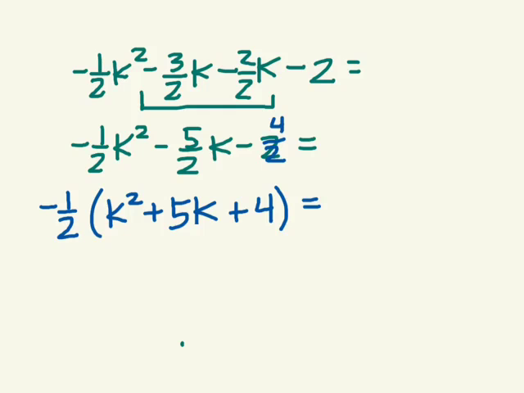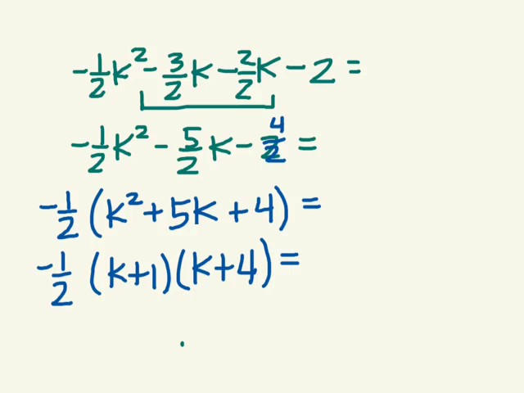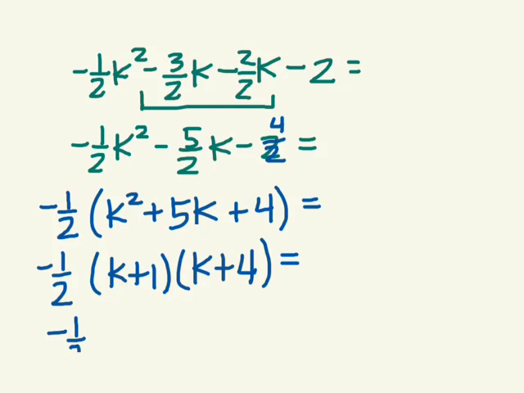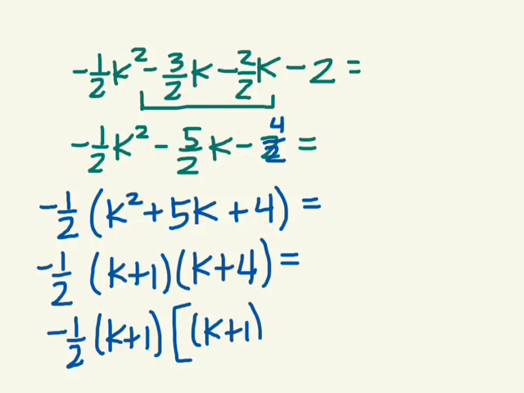And now we want to factor what's in our parentheses. The -1/2 stays outside. We need two things that multiply to 4 and add to 5. And if we go back and look at what our goal was, I have this k plus 1 plus 3 here, which is the same as k plus 4. And now both sides of our proof match. We can say that conditions 1 and 2 are satisfied, therefore the statement is true.